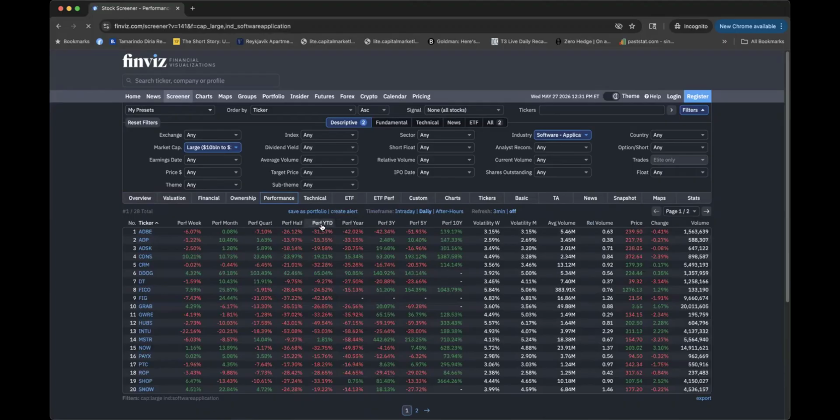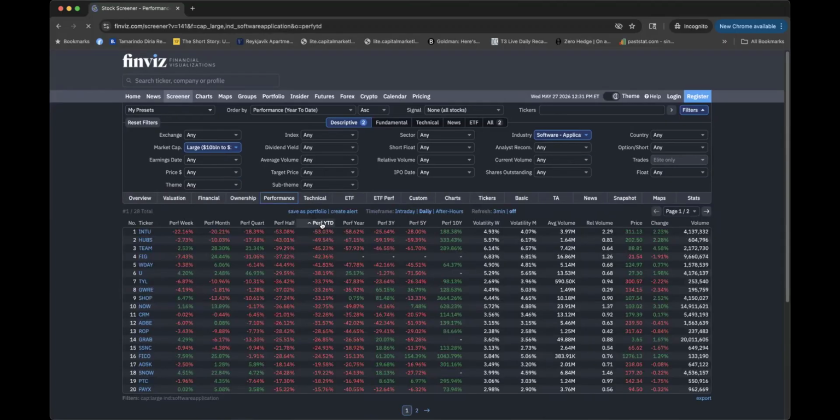Over the last year or year-to-date performance, for example, you can see that almost every company in the sector has been decimated. Like Intuit's down 53%, HubSpot 49%, Atlassian 45%, and so on and so forth.